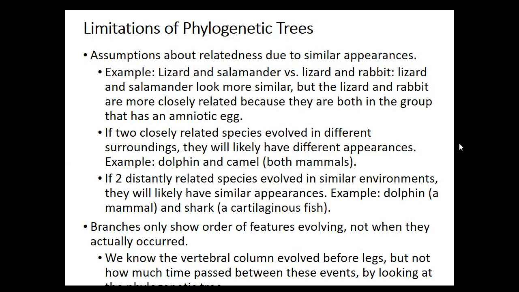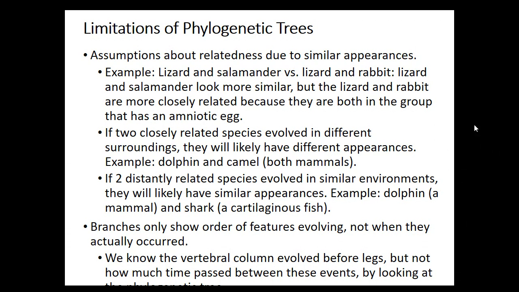Okay, assumptions. Even though a lizard and salamander look more similar, lizard and rabbit are considered to be more closely related because they both have that characteristic, the amniotic egg. So it might be tempting to say, well, the salamanders and lizard look similar, so they must be closely related, but it's usually more accurate to focus on individual characteristics like the amniotic egg or the hinged jaw.